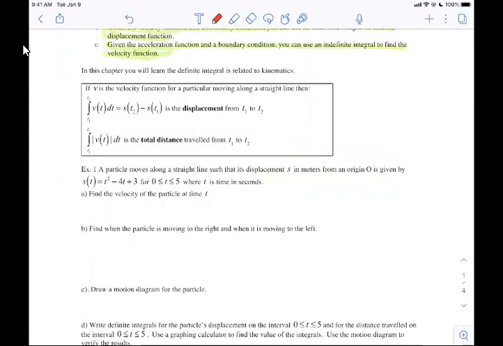Example 1 says a particle moves along a straight line such that its displacement, s, in meters from an origin O is given by s of t. It says find the velocity of the particle at time t. What do you need to do to find the velocity? Good job. Okay, the velocity is the derivative of your position function. So that's 2t minus 4.